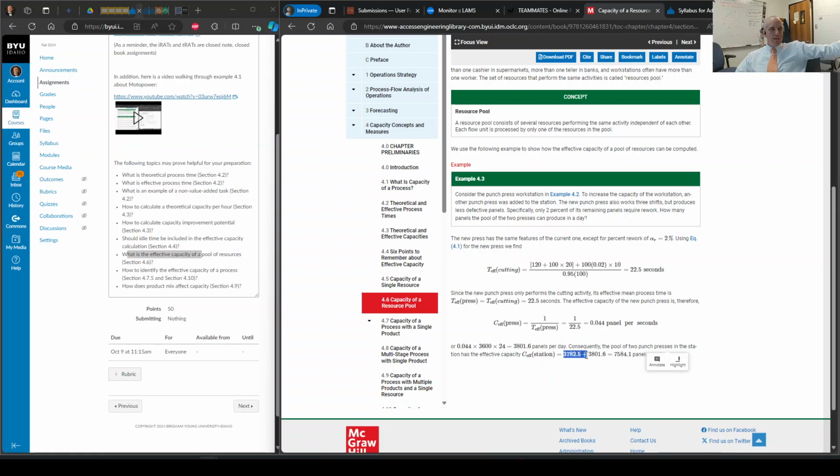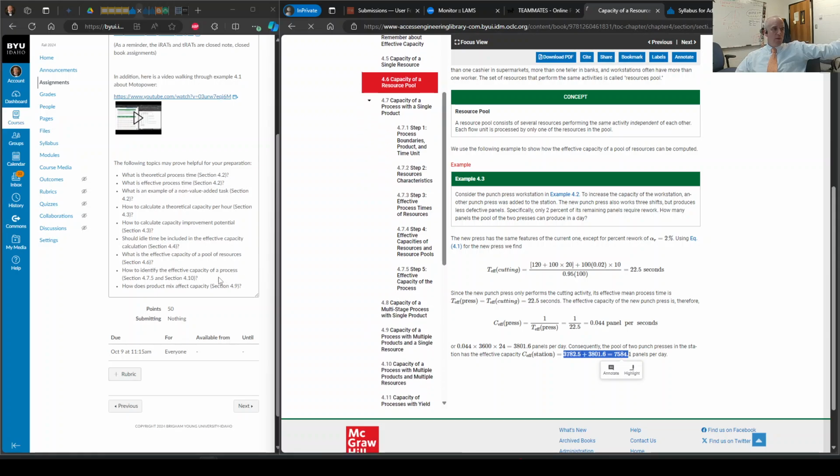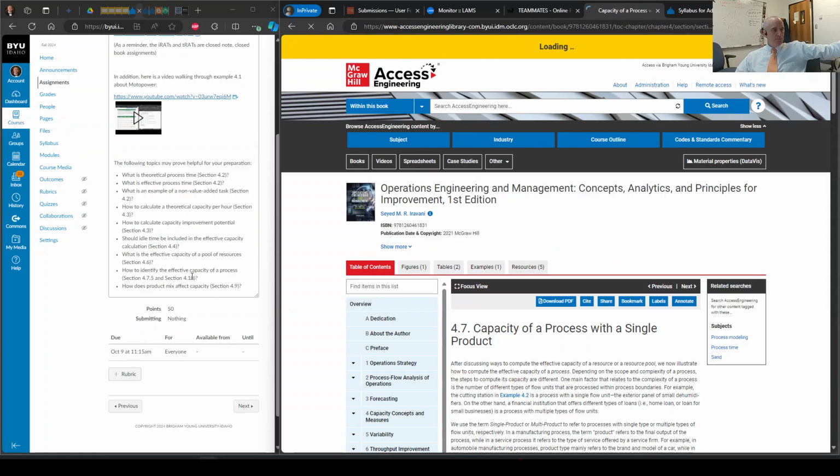Therefore, if we have, in this case, two punch presses in the same resource pool, then we find the capacity of each station, of each punch press, and we add those together to get a total capacity for the pool of resources. So that's how you calculate an effective capacity of a pool of resources. Next one, 4.7.5. This is a great one. We will use this a lot in the course.